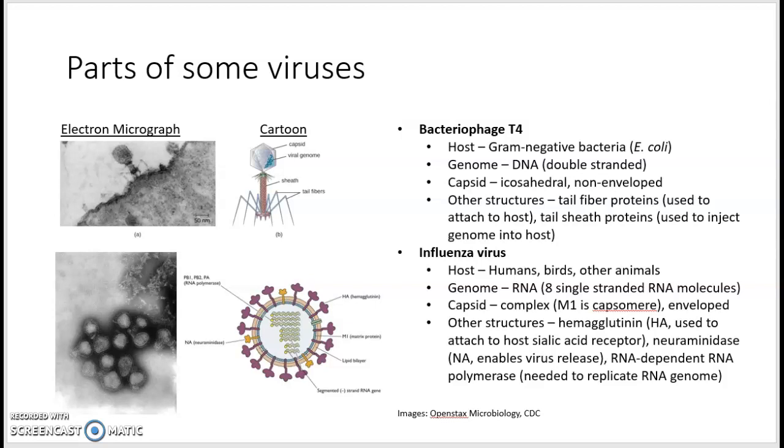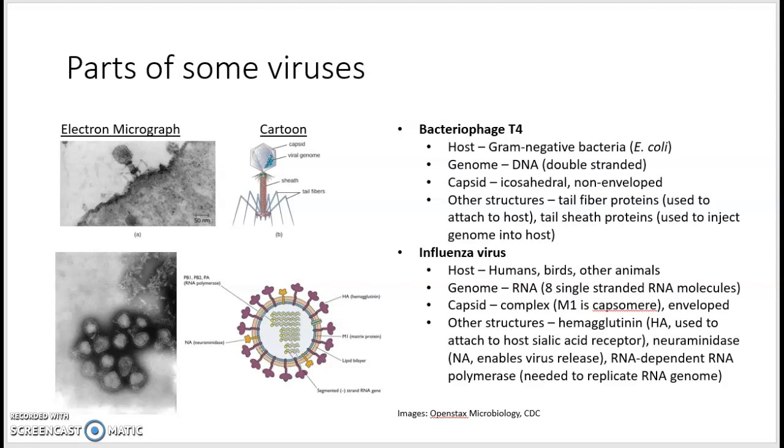We're also going to talk about influenza virus. Influenza does infect humans. It causes a disease that we call the flu, but it also infects other animals, including birds. It's got a genome made of RNA. In fact, there are 8 separate single-stranded RNA chromosomes that encode all of influenza's genes.